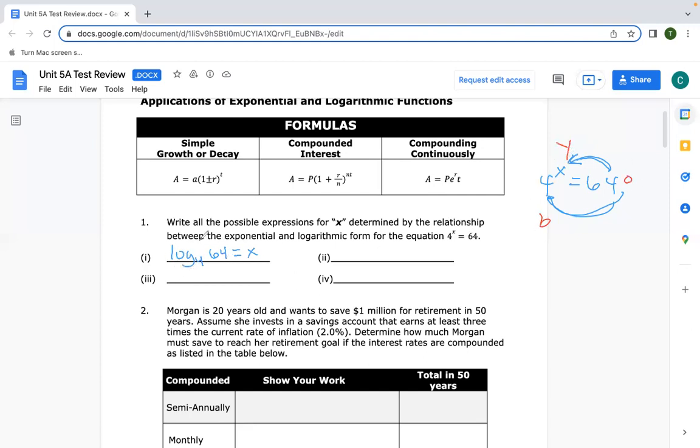Okay, another way I could write this is I could say log of 64 divided by log of 4. This is the change of base form. Change of base. And this pen is super lagging.